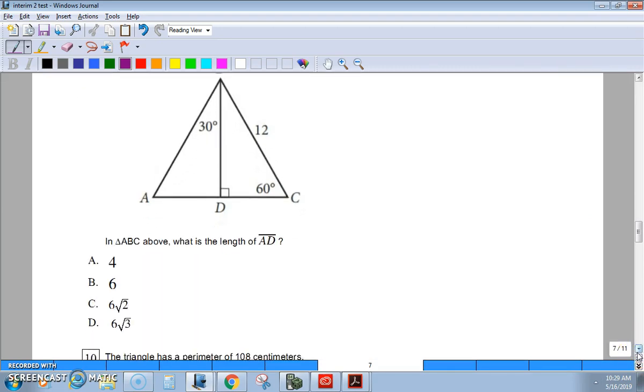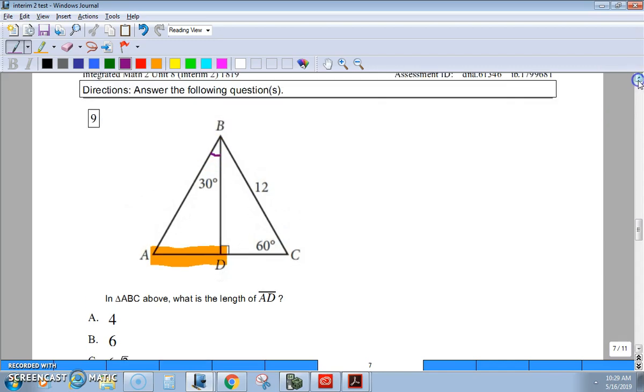Okay, look, this is exactly what we've been doing. What are we trying to find? What is the length of AD right here? Well, if we know that this is 30 degrees here, and this is 60 degrees, and this is 90 degrees, then this must be 30 degrees. And this must be 60 degrees, and this must also be 90 degrees.